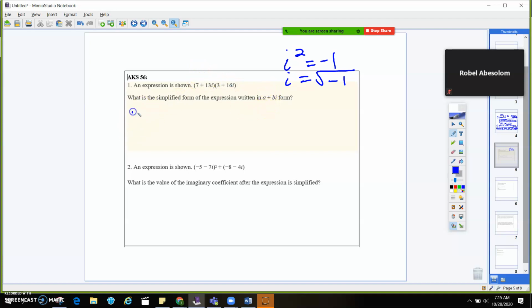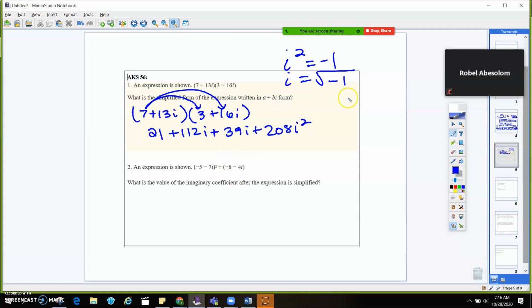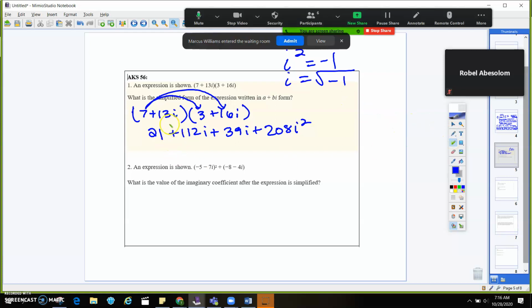So I'm going to do the FOIL method. I'm going to distribute. 7 times 3 is going to give me 21. 7 times 16i is going to give me 112i. And 13i times 16i is going to give me 208i squared. And the reason why I put i squared is because we've got one i over here, one i over here.